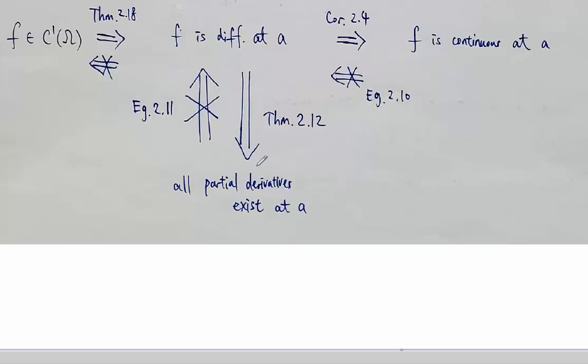Now, however, we also know that this is not sufficient, and we have a counterexample, right? Given by 2.11. And of course, we also know that f is continuous is not sufficient to say that f is differentiable. Now finally, f is differentiable at a is not sufficient to say that f is of class C1. And you will see some counterexamples in the next assignment. Alright?